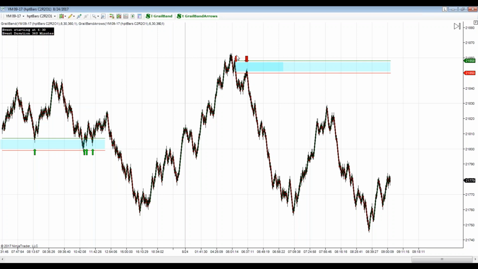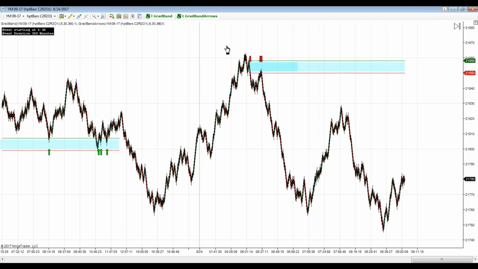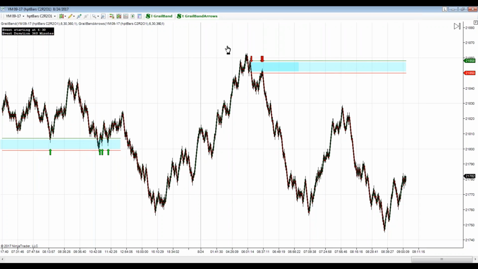Okay, the Grail band arrow produces arrows. Are there any questions on these two indicators so far? I mean, that's it really in a nutshell as far as these two indicators are concerned. So I'm just going to pause for a minute to see if there's any questions regarding these two indicators that you've got that are new.